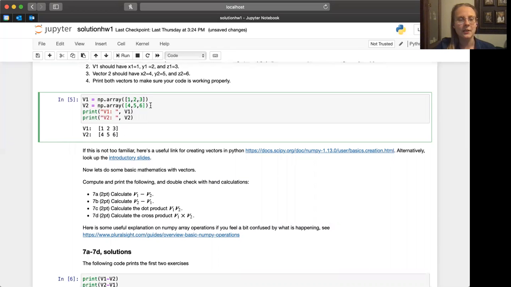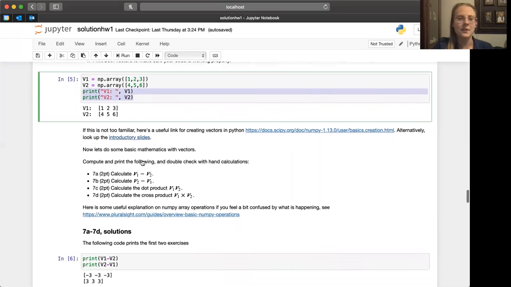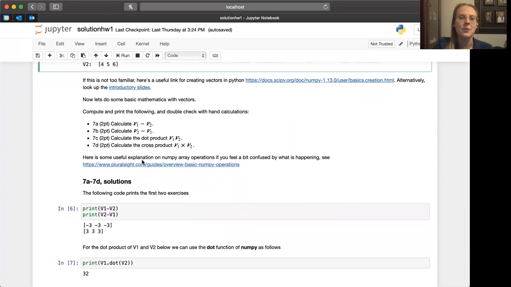So this code cell here simply defines 2 different vectors, each of length 3, and then it prints the contents of each vector. If you're not familiar with using NumPy arrays, there's a helpful link here in the solutions notebook, and you can also take a look at the introductory lecture slides. We'll be using NumPy arrays a lot in this class. So these first 4 homework questions simply want you to do some simple calculations with the NumPy vectors and then check the results by hand.